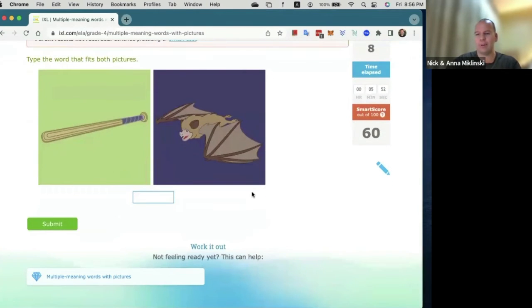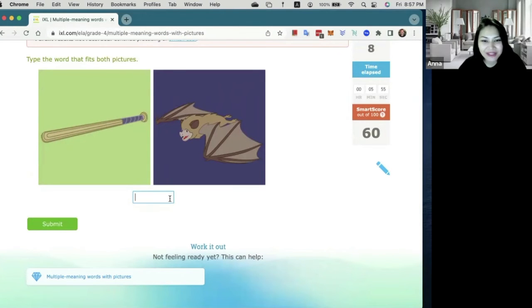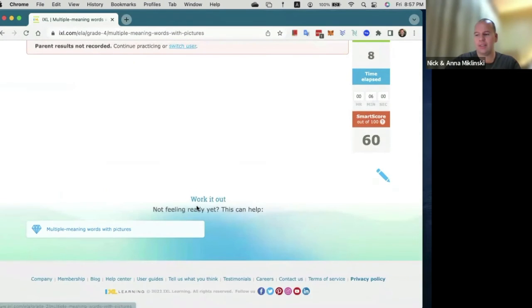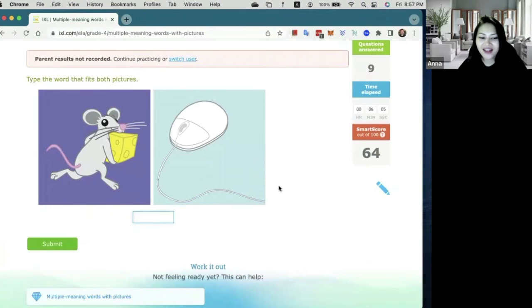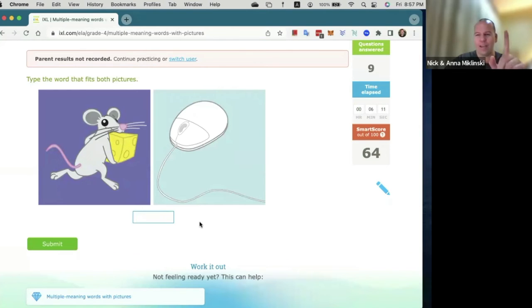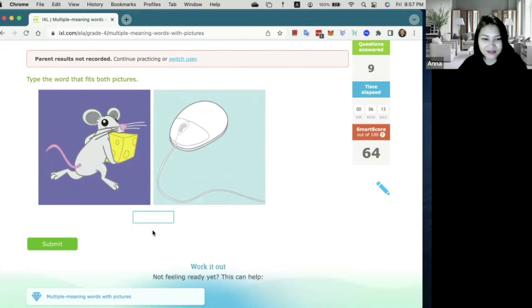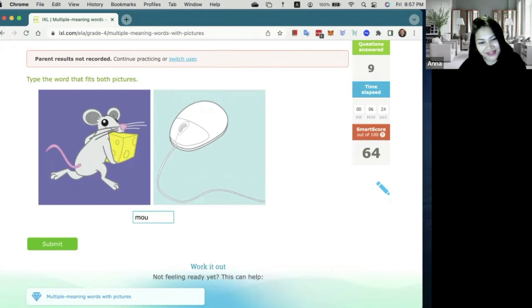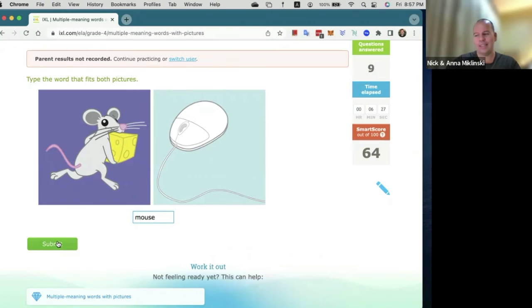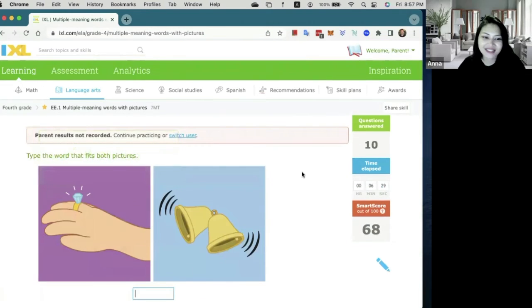And here we have it. Same one as earlier. I think, look at the animal. It's bat. B-A-T. Yes, bat is a bat. All right, it's mouse, right? Like a computer mouse and the mouse eats the cheese. So is it spelled the same? It would be spelled the same, but how do we spell mouse? Mouse. Mouse is correct.